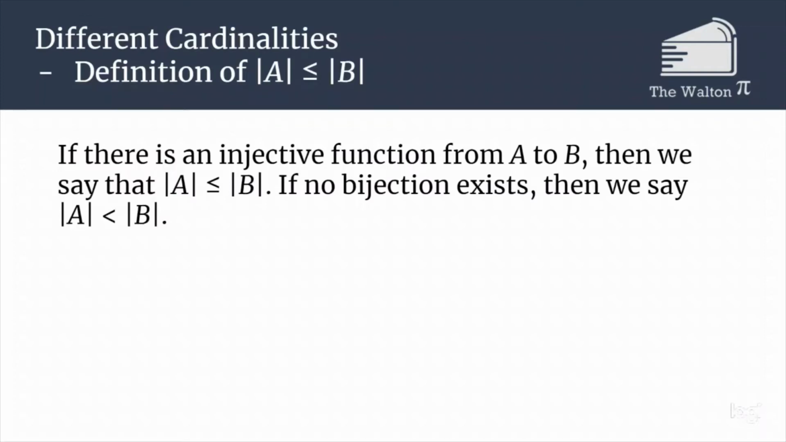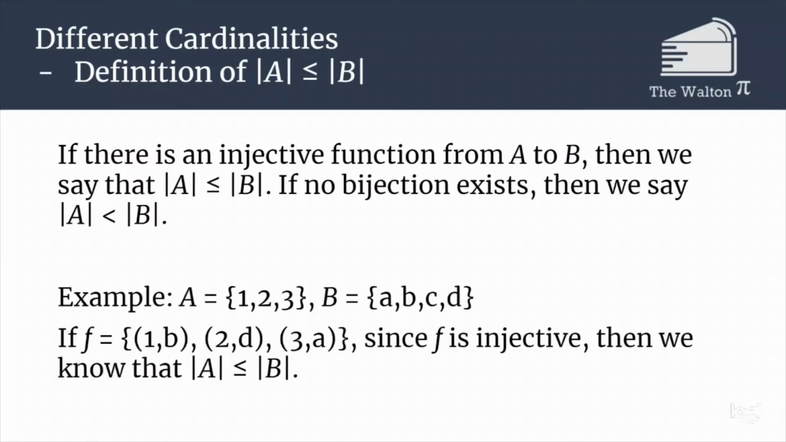And if no bijection exists, but there is still an injection, then we can say that the cardinality of A is strictly less than the cardinality of B. So, for an example, if A is the set containing 1, 2, and 3, and B is the set containing A, B, C, and D, the function which maps 1 to B, 2 to D, and 3 to A is an injective function. That tells us that the cardinality of A is less than or equal to the cardinality of B.